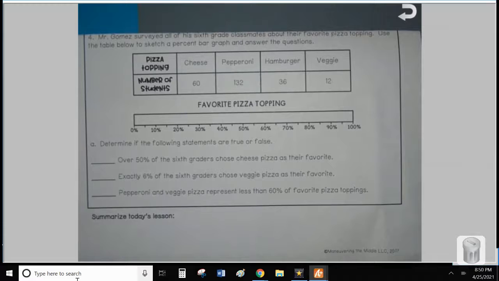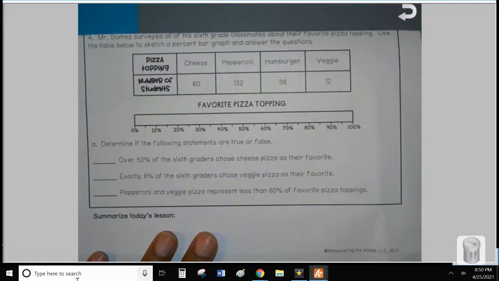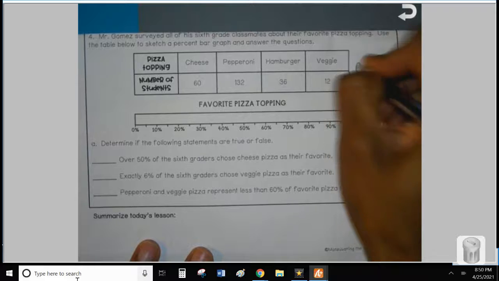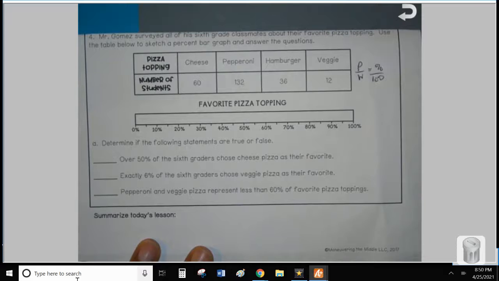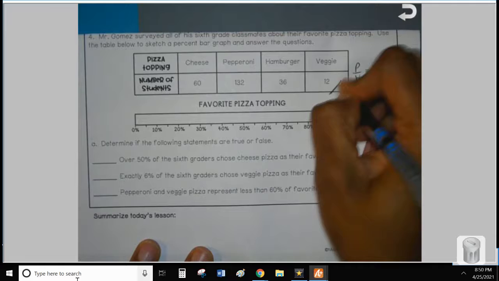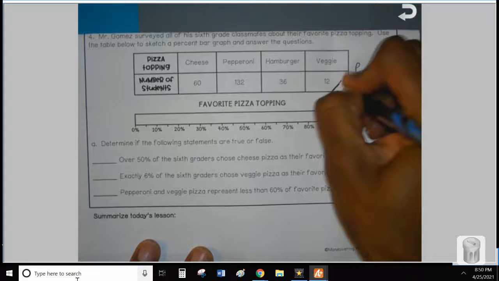Mr. Gomez surveyed all of his 6th grade classmates about their favorite pizza topping. Use the table below to sketch a percent bar graph and answer the questions. At the top, we see our toppings are cheese, pepperoni, hamburger, veggie, and we have our number of students. So we need to use percent proportion to figure out the percentages for all of these. Remember, it's part out of whole is equal to percent over 100. For cheese, what did I forget to do, y'all? Find the total. We need to add up all of these to get our whole. Our whole is going to be 240.